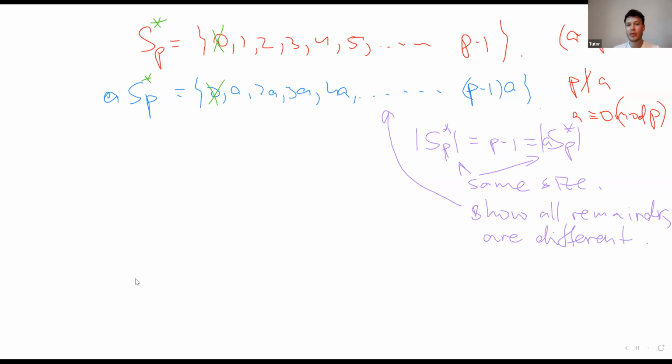Because, in total, there can be p minus 1 remainders that are not 0. And if I show that all these remainders in here are all different and there's p minus 1 of them, they have to be these p minus 1 remainders. Well, how can I show that they're all different?